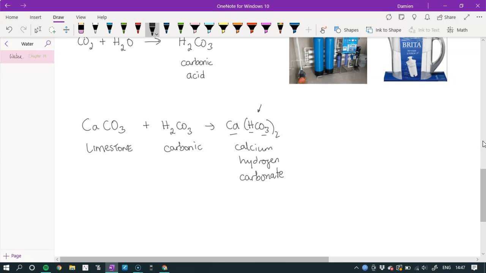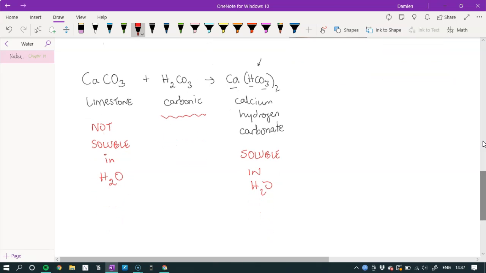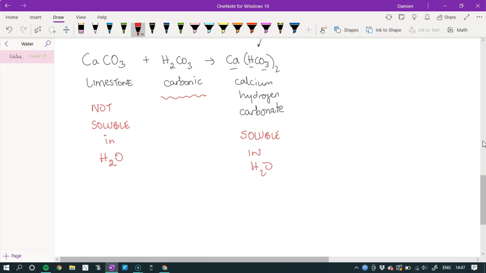Now, the calcium hydrogen carbonate is soluble in water. It will dissolve down. Whereas your limestone, generally as a rule, is not soluble. So without this carbonic acid, we wouldn't have any lime in the water. So basically, this is what's causing your temporary hardness.